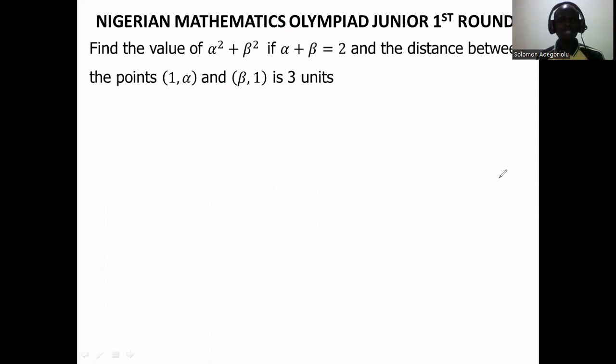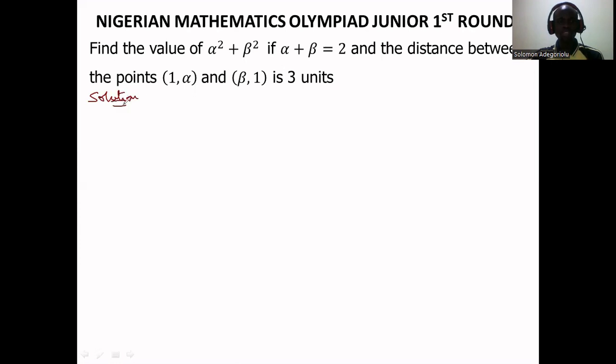All right. Today we'll be looking at the first question in the year 2023 on the Nigerian Mathematics Olympiad, Junior category, first round. The question says, find the value of alpha squared plus beta squared if alpha plus beta is equal to 2, and the distance between the points (1, alpha) and (beta, 1) is 3 units. Okay, how do we go about this question? Let's take a look at the solution to this question quickly.